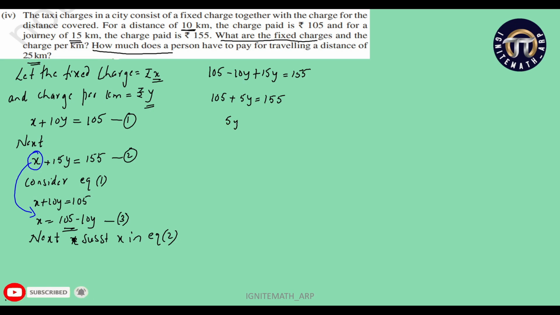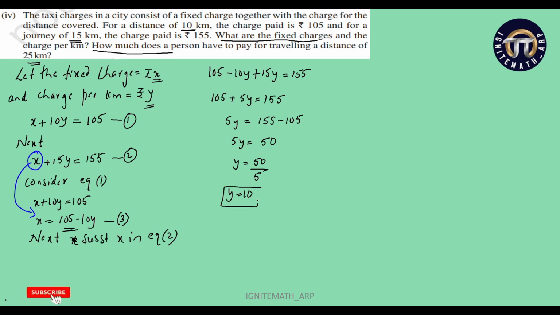So now 5y is equal to 155 minus 105. So what am I getting? 5y is equal to 50. y is equal to 50 divided by 5. y is equal to 10, I am getting. Clear? Okay. So later substitute y in equation 3.